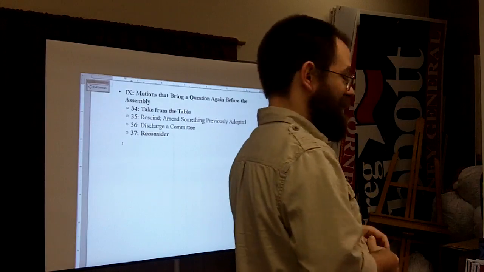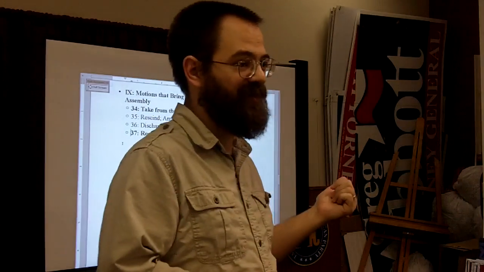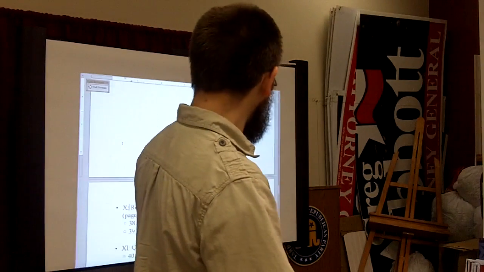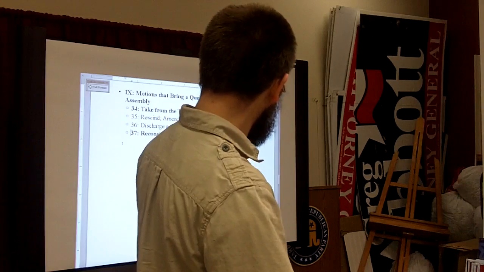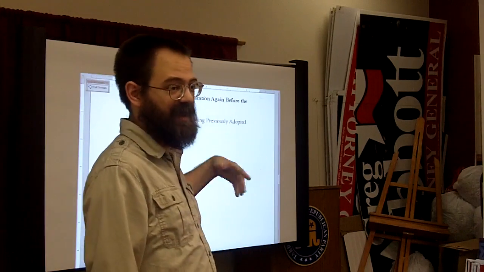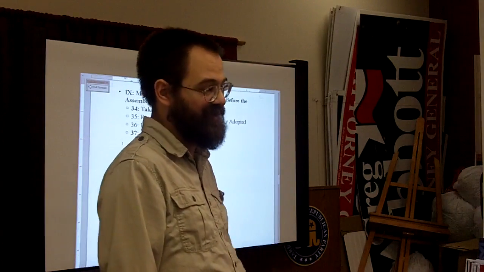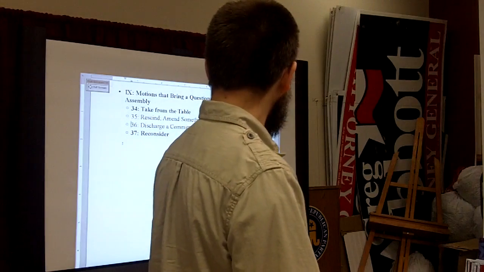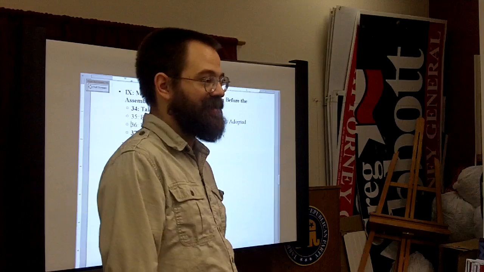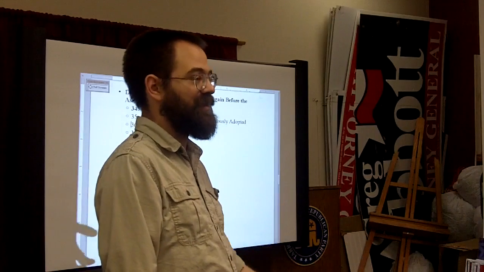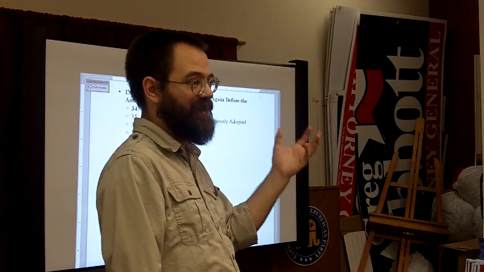You change your mind, and it's 120 days later. You can't reconsider that vote anymore. It's done. What you want then is a motion to rescind or amend something previously adopted, and it has its own criteria. It does not come up in a convention, but know that it's there. Discharging a committee is when you sent something to a committee, they're not getting it done, or for whatever reason you're done with it being in the committee, you move to discharge the committee and bring that thing back to you.